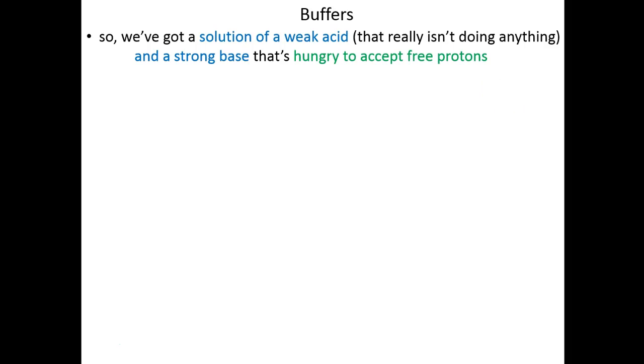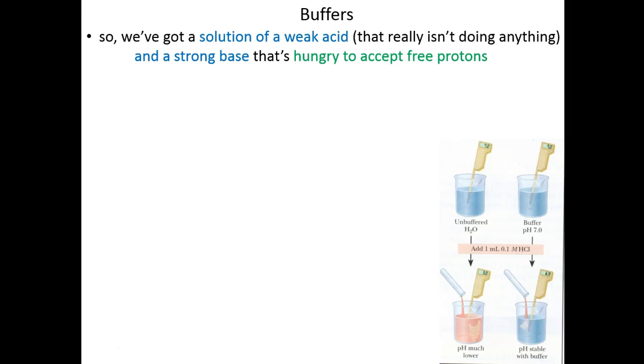So with that in mind, let's go back to buffers. When we have a buffer solution, we have a weak acid that is partially dissociated. So some of those acid molecules are still weak acids. They're still protonated. They still have protons. But some of those weak acids have dissociated. So now they are strong conjugate base. And that strong conjugate base is hungry to accept free protons, any free protons it can.